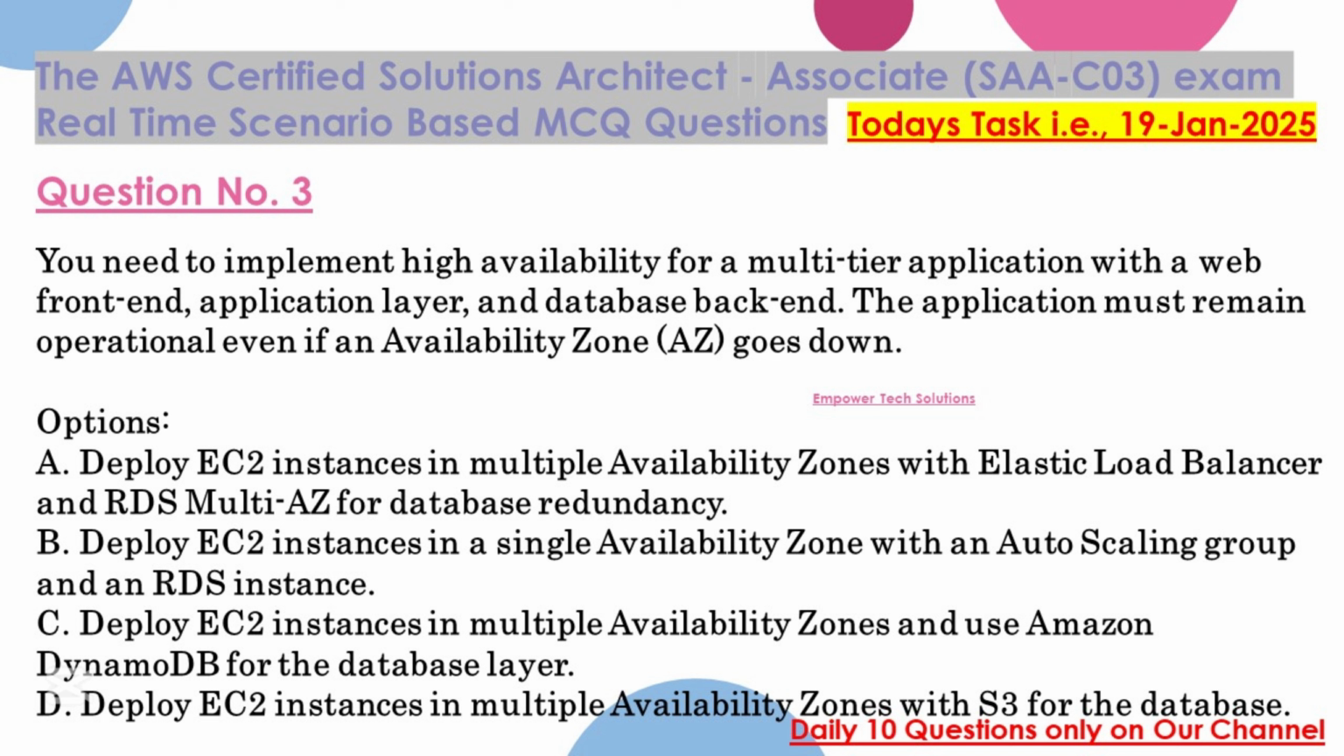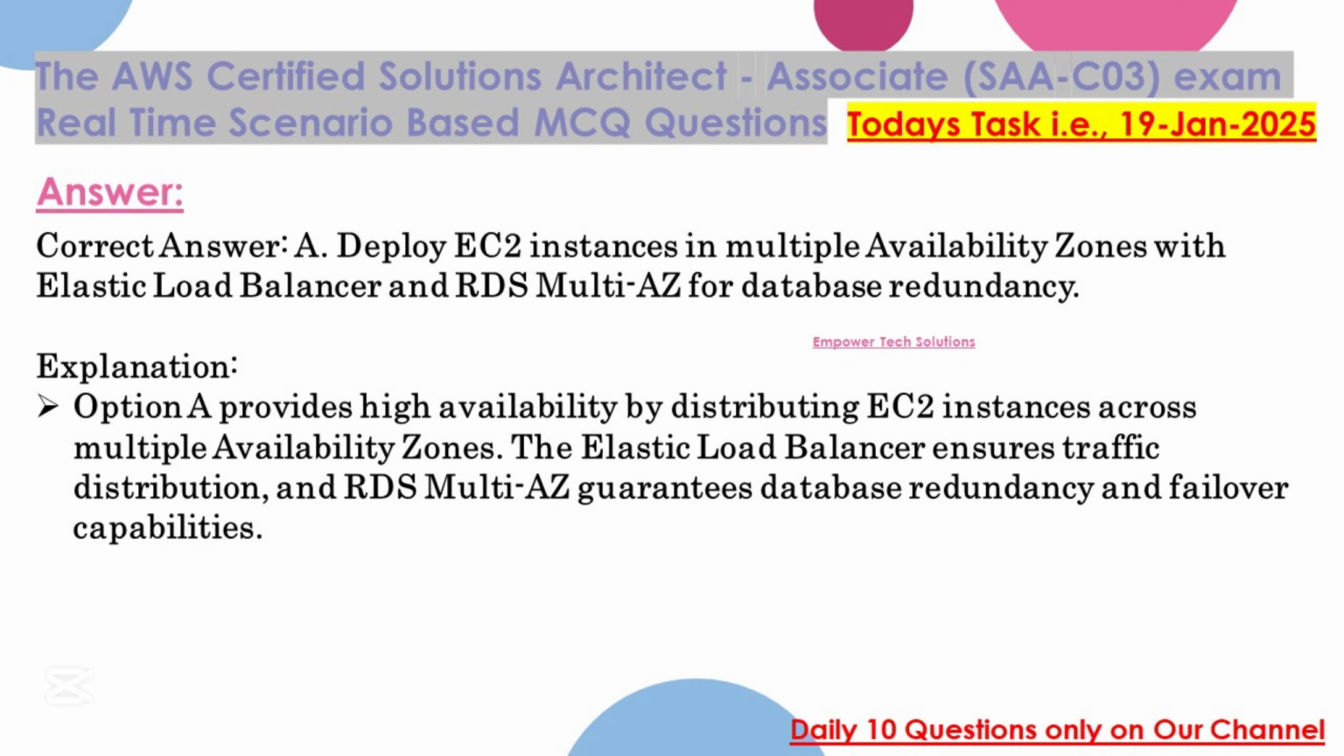C. Deploy EC2 instances in multiple availability zones and use Amazon DynamoDB for the database layer. D. Deploy EC2 instances in multiple availability zones with S3 for the database. Correct answer: A. Deploy EC2 instances in multiple availability zones with Elastic Load Balancer and RDS Multi-AZ for database redundancy. Explanation: Option A provides high availability by distributing EC2 instances across multiple availability zones. The Elastic Load Balancer ensures traffic distribution, and RDS Multi-AZ guarantees database redundancy and failover capabilities.